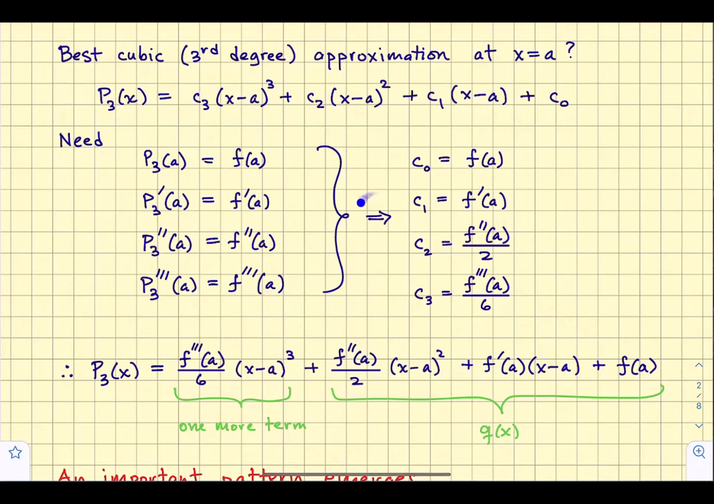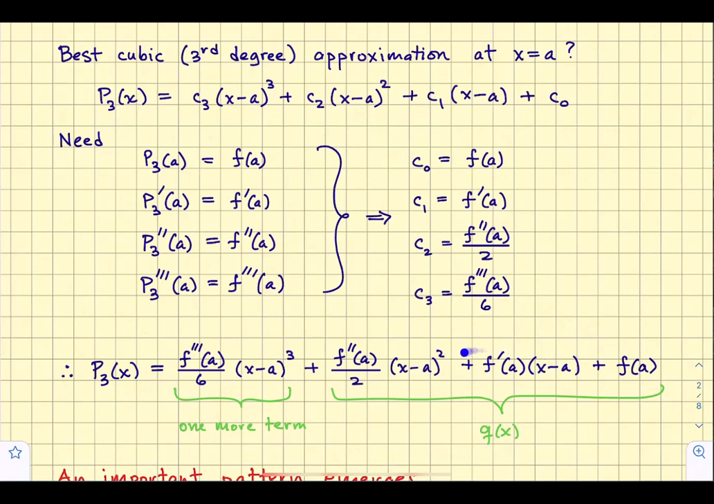Now, I'm not showing all the details here, but if you play exactly the game that we played in our last 2 examples, the way it comes out is that C0, the constant, is f of a, C1 is f prime at a, C2 is f double prime at a over 2, and lastly, C3 is f triple prime at a over 6. And so when we substitute these numbers back in for these coefficients, we get that P3 of x is f triple prime of a over 6 times (x minus a) cubed plus f double prime at a over 2 times (x minus a) squared plus f prime at a times (x minus a) plus f of a.